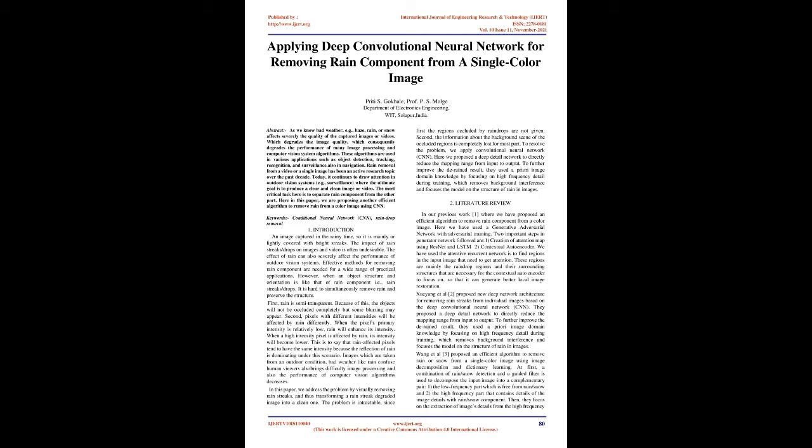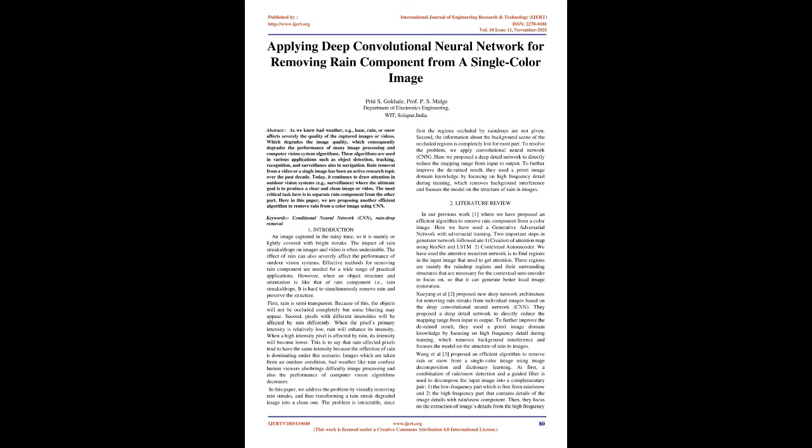Today, it continues to draw attention in outdoor vision systems, e.g., surveillance, where the ultimate goal is to produce a clear and clean image or video. The most critical task here is to separate rain component from the other part. Here in this paper, we are proposing another efficient algorithm to remove rain from a color image using CNN. Keywords: Conditional Neural Network, CNN, Raindrop Removal.